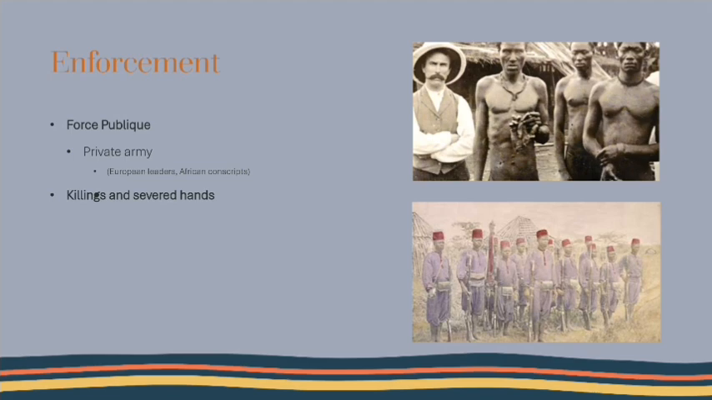And in this slide, we can see this man is holding a severed hand because he didn't collect enough rubber to fulfill his quota. And then the bottom picture here shows the Force Publique, which is the army made up of African conscripts. And they were the ones that did the brutal killings and overlooked everything and made sure that the villagers met their quotas.